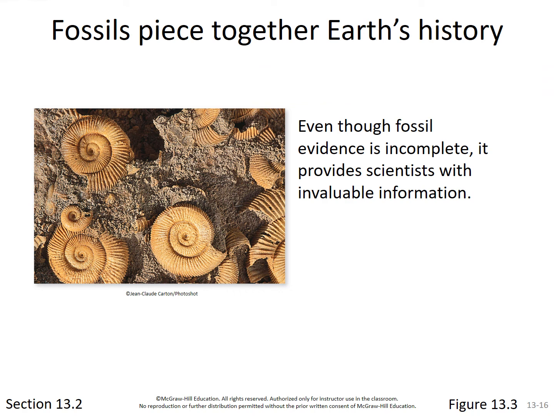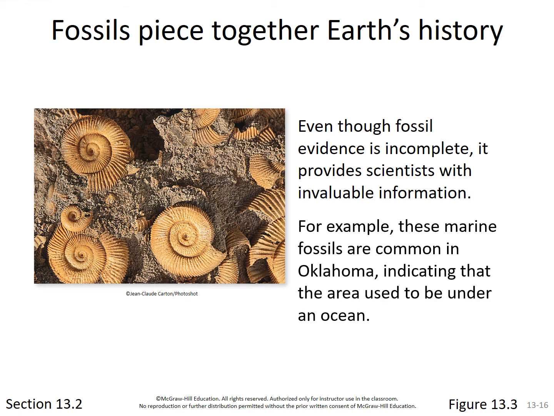Okay, so even though fossil evidence is incomplete, it does provide scientists with a lot of information. These marine fossils are from Oklahoma, and that indicates that the area used to be under an ocean, which might be an improvement given that it's Oklahoma, but still it used to be under the ocean. One of the neat things you can see if you go to the Veterans Overlook on Clinch Mountain is, if you look at some of the rocks they've placed as markers for parking, I believe you can see imprints of crinoid fossils, which were marine fossils.